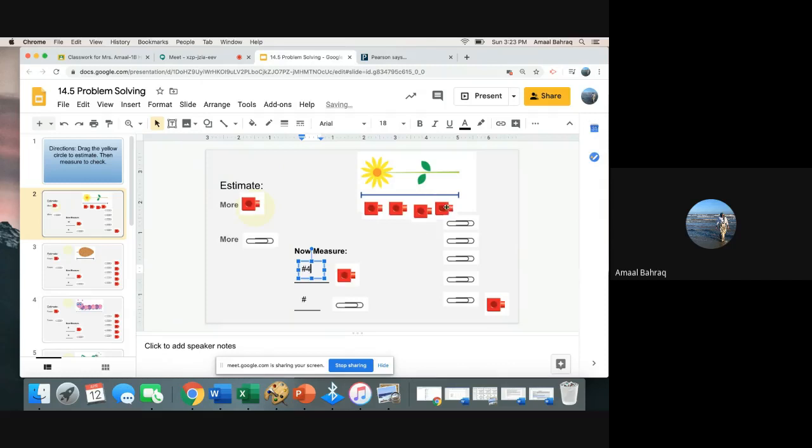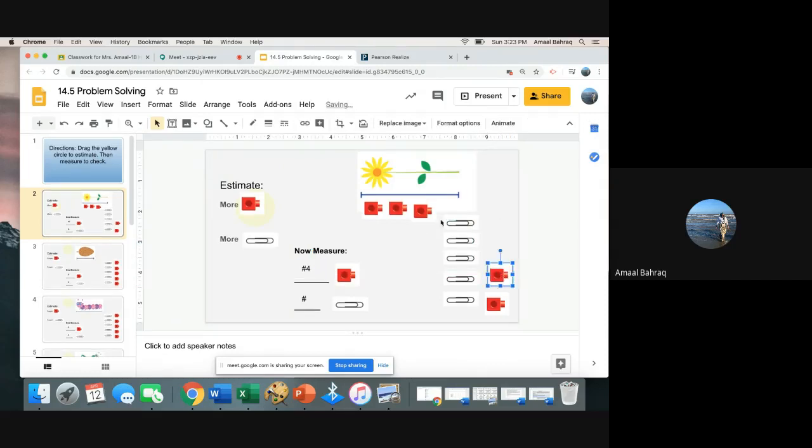Now I'm going to take these back and I'm going to try the paper clips. I needed about 4 cubes. Now I'm going to take the paper clips and I'm going to see about how many paper clips I'm going to need. Notice that it's about 3. I want to say about 3.